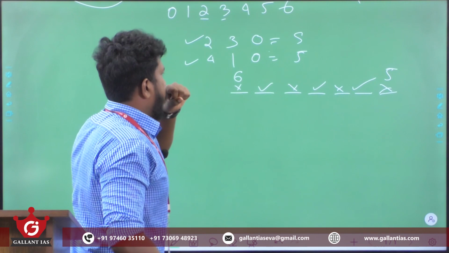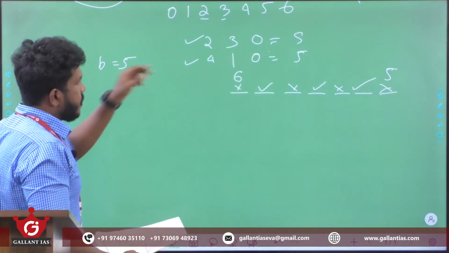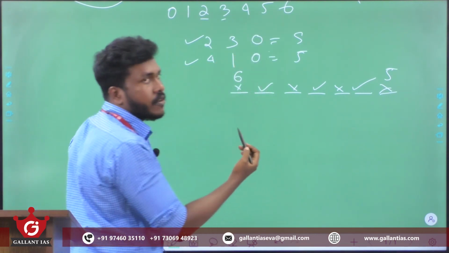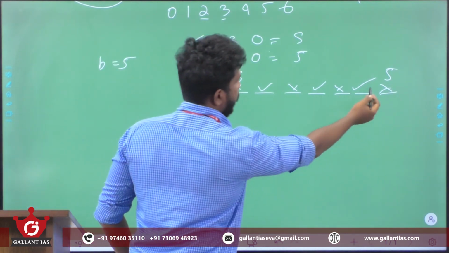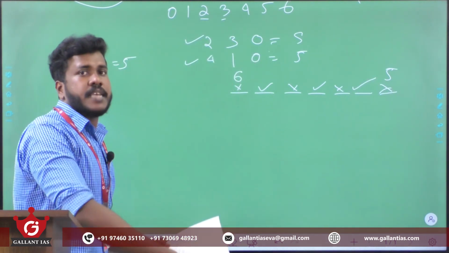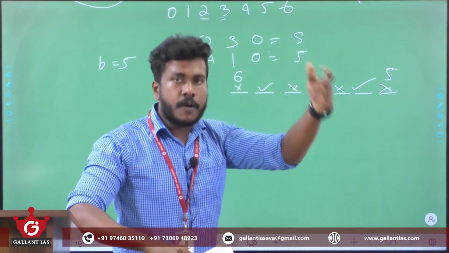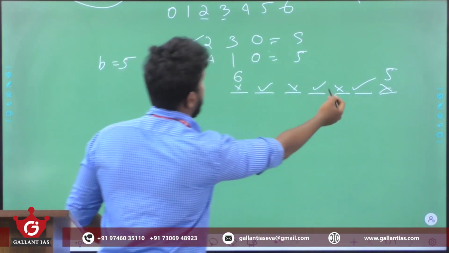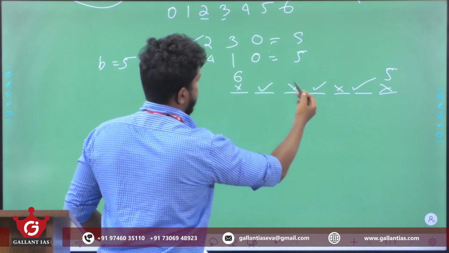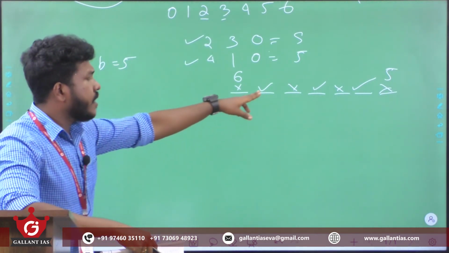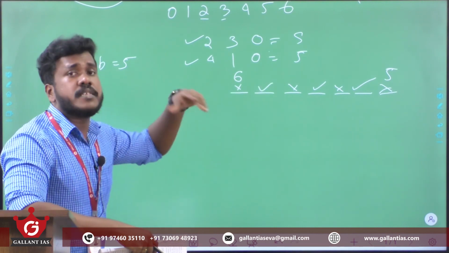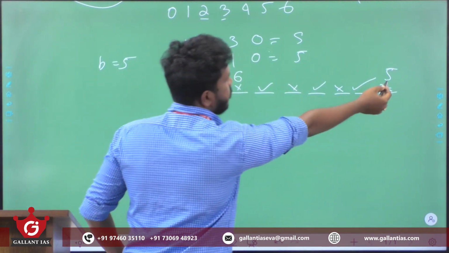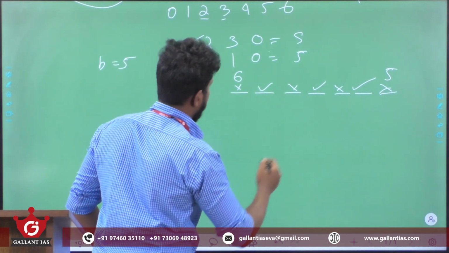But here we know that if you want to get the sum of the even places as 5, then one of the digits should be 0, right? One of the even digits should be 0. But here we assume the ones place digit as either 0 or 5, and the ones place is actually an odd place. So 0 cannot come here; 0 can come only in these even places, the places where I put ticks. So you can easily eliminate the possibility of 0 coming in the ones place, right?